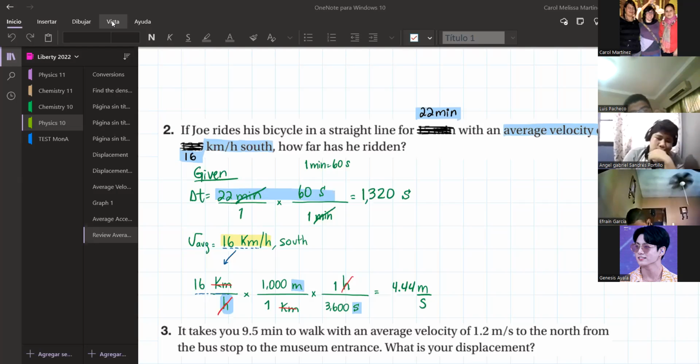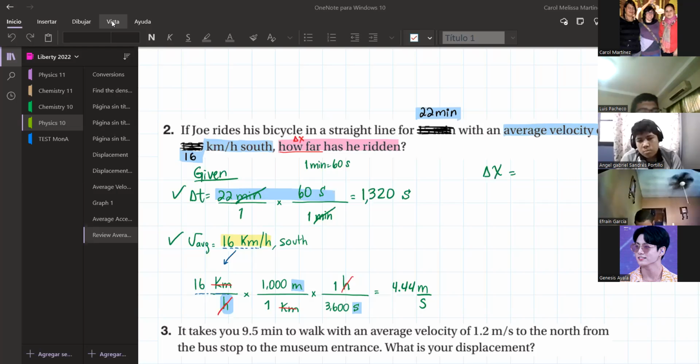So you have time given and you have velocity given. The problem is asking you to find how far has he gone, okay? How far? Because the problem is asking you about how far, that means that you need to find displacement. How far? ¿Qué tan lejos? Okay, so it is a distance, and distance is a kind of displacement. So how far? That means that we need to look for displacement.